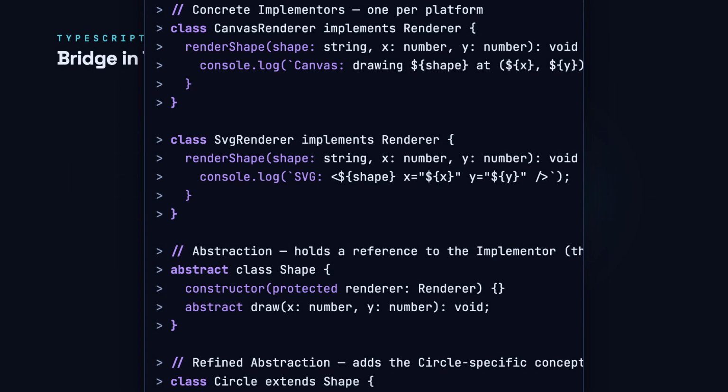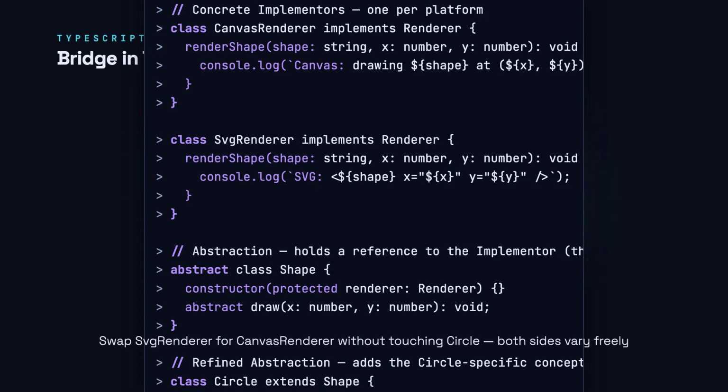Start at the top with the renderer interface. It declares one low-level method, renderShape, which is the primitive every platform must know how to perform. CanvasRenderer and SVGRenderer are the 2 concrete implementers. Each provides a platform-specific version of that primitive. Next, the abstract Shape class is the abstraction. Its constructor accepts a renderer and stores it as a protected field called renderer. That stored reference is the bridge.